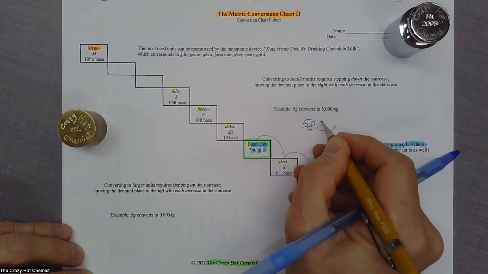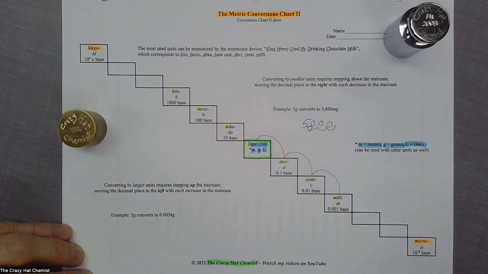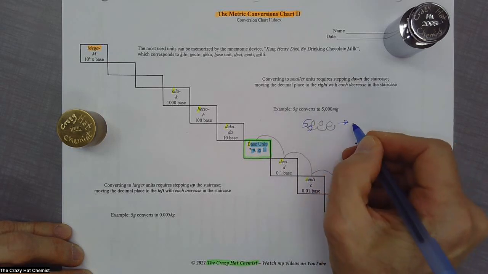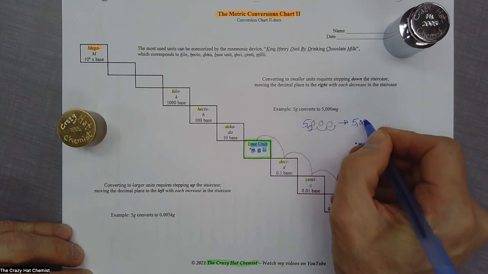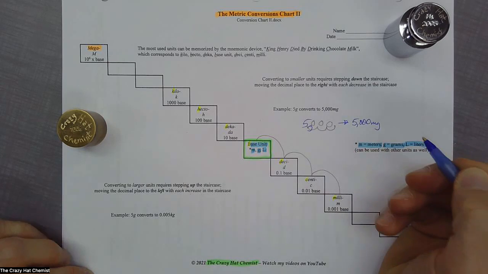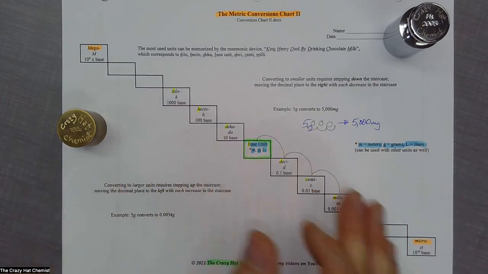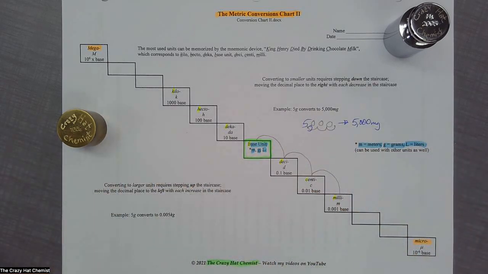That will be a 0. That will be a 0. That will be a 0. So 5 grams will have been converted to 5,000 milligrams. That would be an example of stepping down on this staircase. I'm going to give you another example going in the opposite direction.